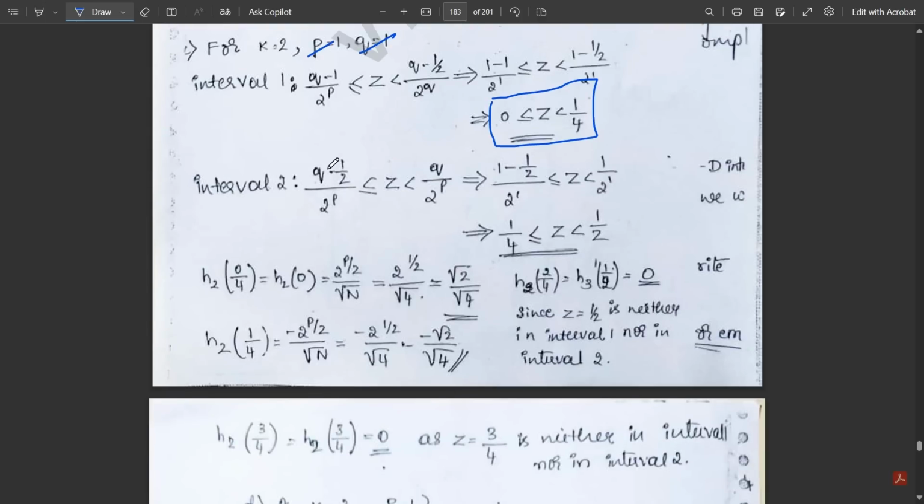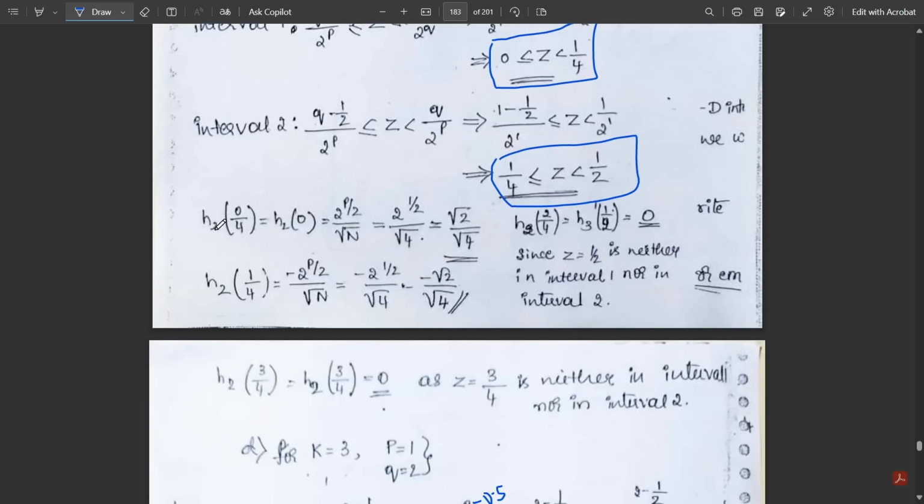For interval 2, again do the simplification based on the condition q minus half divided by 2 power p, and here we have q divided by 2 power p. Substitute the value of q. Okay, and this is the second range we got for z, that is 1 by 4 is less than or equal to z less than half. So these are the two ranges here for z.